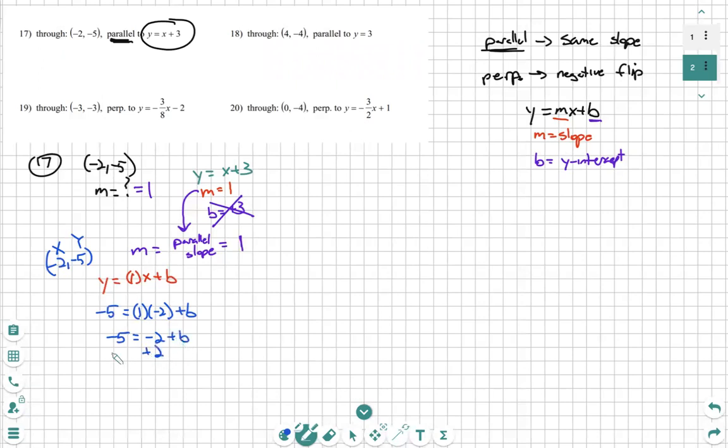We will move the 2 over by adding it to both sides, because what you do to one side, you must do to the other. We solve b is equal to -3, and I write my final equation, y equals 1, which you don't have to put if you don't want to, -3. So let's clean it up, y equals x minus 3. Is that the same line as y equals x plus 3? No. Do they have the same exact slopes? Yes. So we are parallel, and that is our answer.